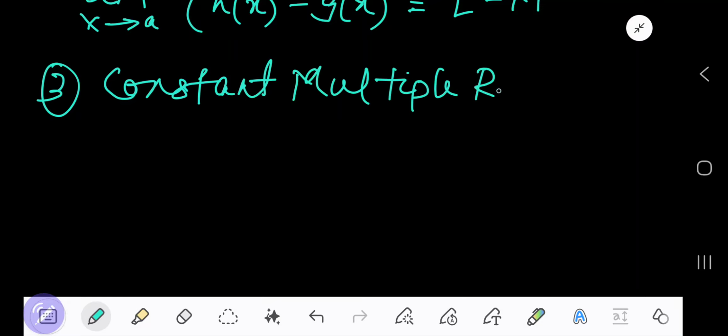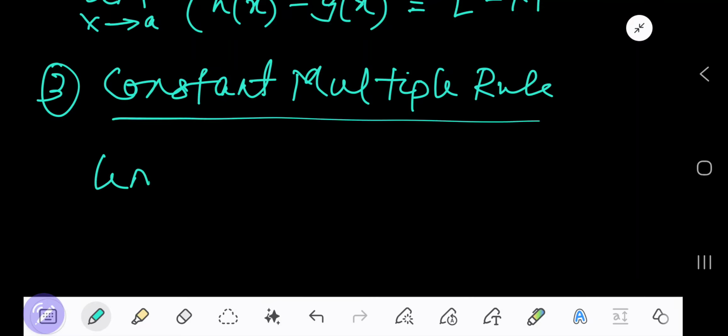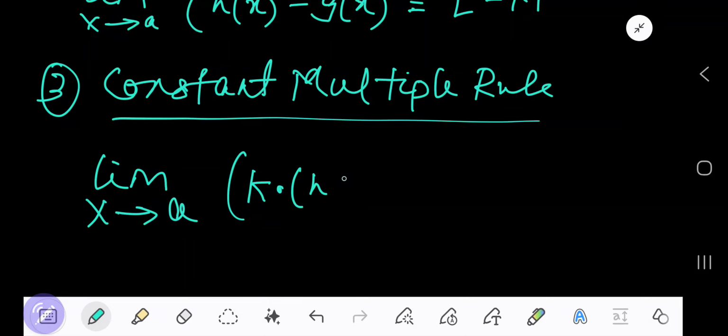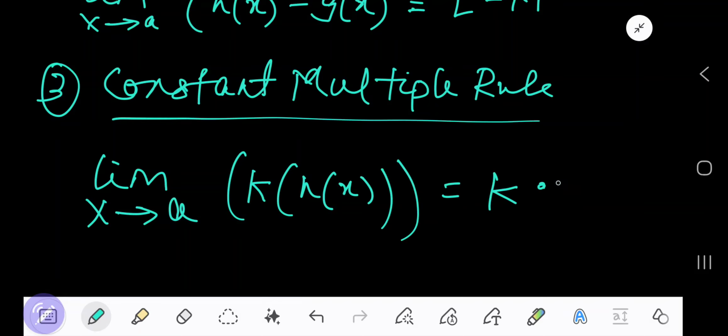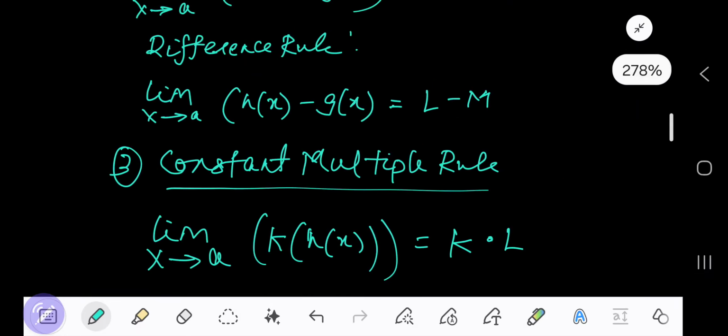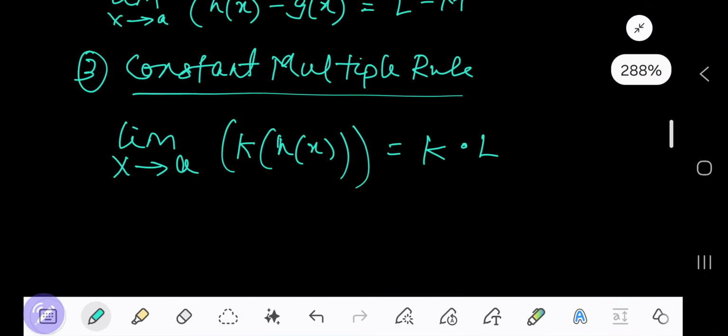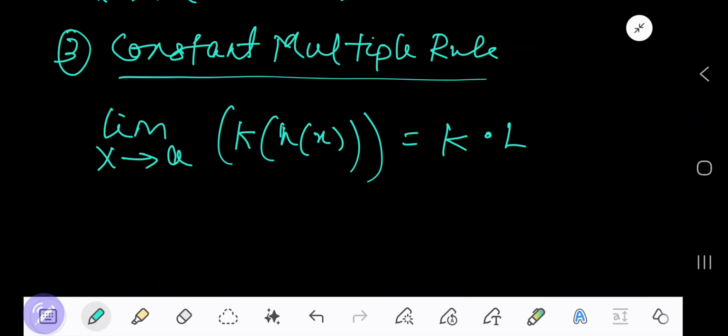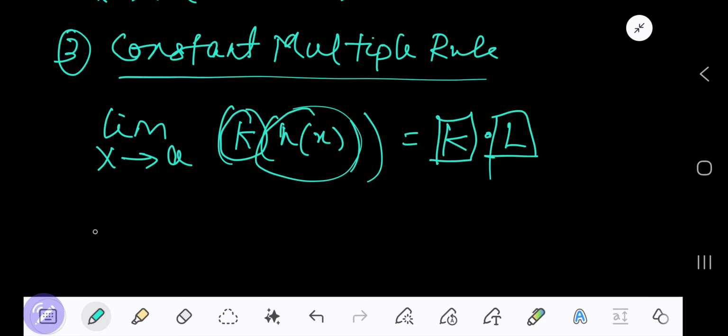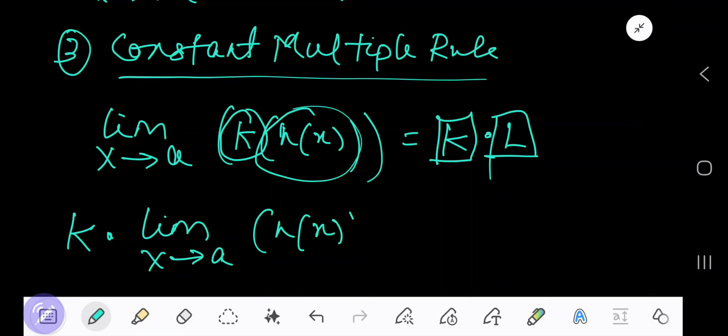The constant multiple rule states that the limit as x approaches a of any constant k multiplied by h of x equals k times L, where L is the limit as x approaches a of h of x. So the limit of a constant times a function equals the constant multiplied by the limit of the function. We can rewrite this as k multiplied by the limit as x approaches a of h of x, which is just k times L, which is what we got here too.